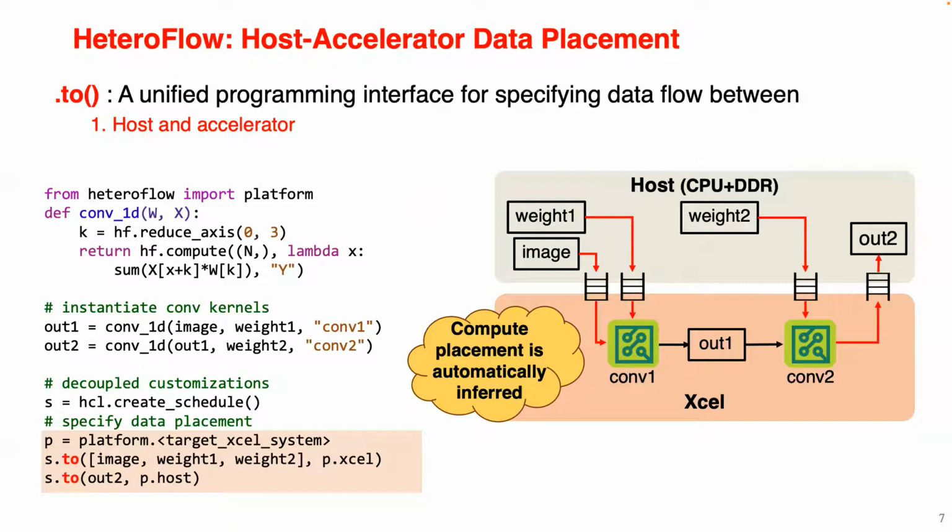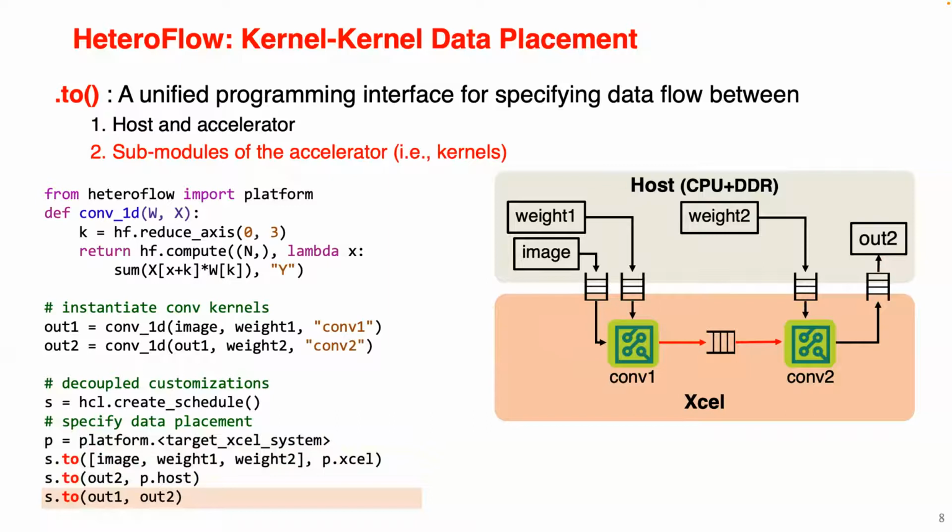By doing this, these 2 1D convolutional kernels will be automatically inferred to be placed on the accelerator. And furthermore, we can specify the data placement between these 2 1D convolutional kernels. As you can see, in the last line, we use .2 to stream the output from the first kernel to the second kernel. By doing this, we create a FIFO between these 2 kernels, which gives us better throughput.